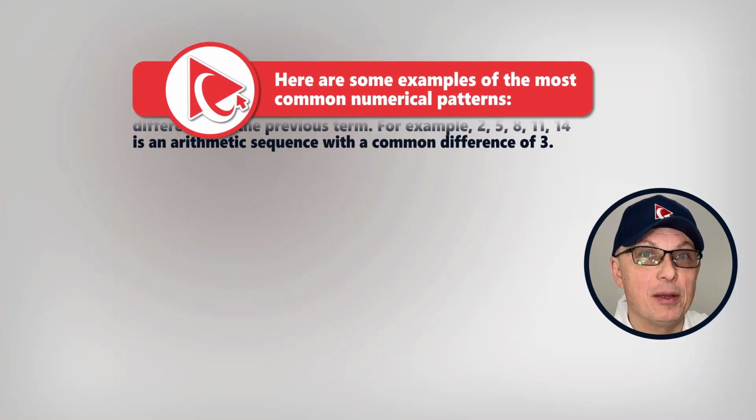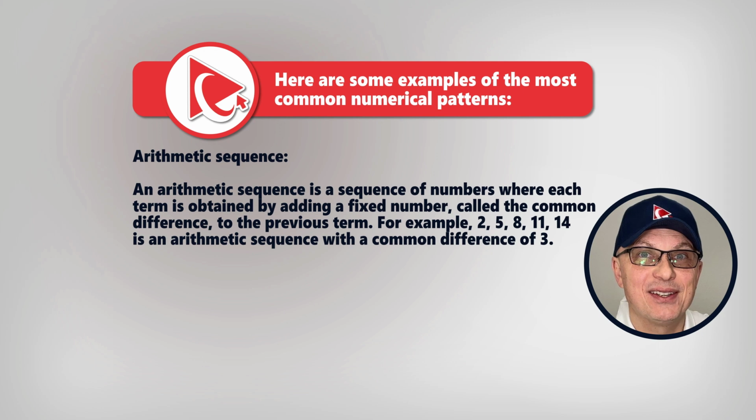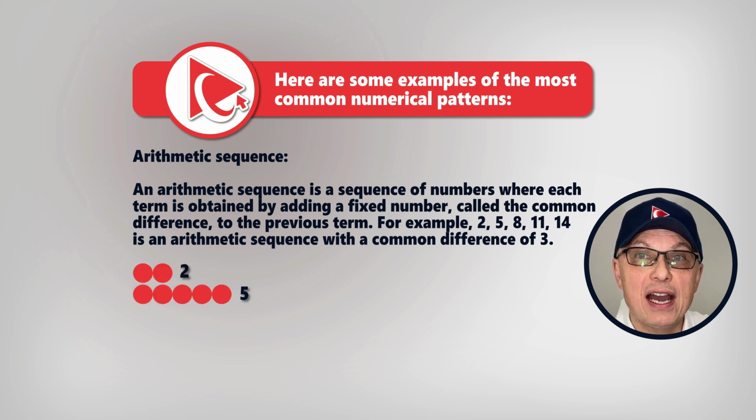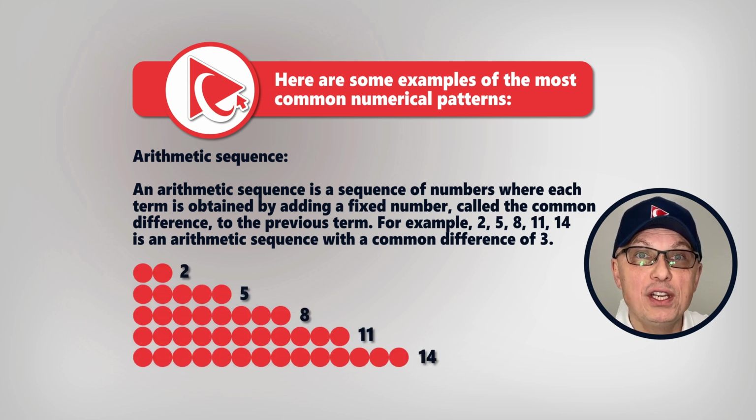One of the most popular patterns is the arithmetic sequence. The arithmetic sequence is a sequence of numbers where each term is obtained by adding a fixed number, called the common difference, to the previous term. For example, the numbers 2, 5, 8, 11, 14 represent an arithmetic sequence with a common difference of 3.